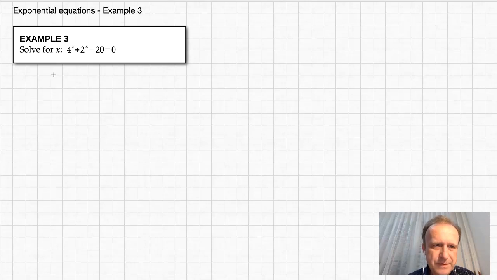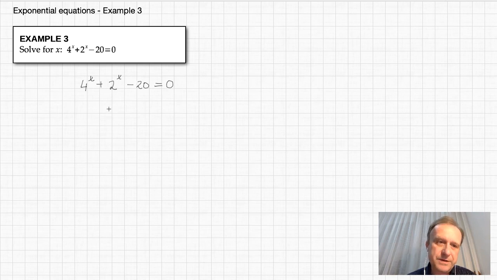Example 3. Solve for x. 4 to the power of x plus 2 to the power of x minus 20 equals 0. So this one is by far the hardest kind of equation that I'm going to show you today. To solve it, you need to be clever.